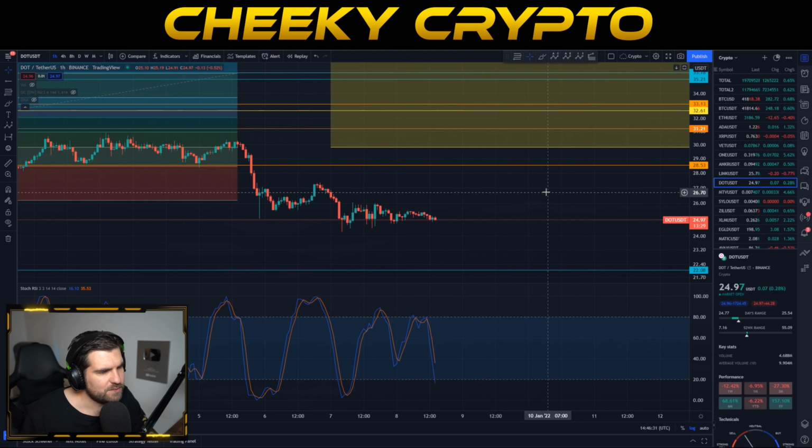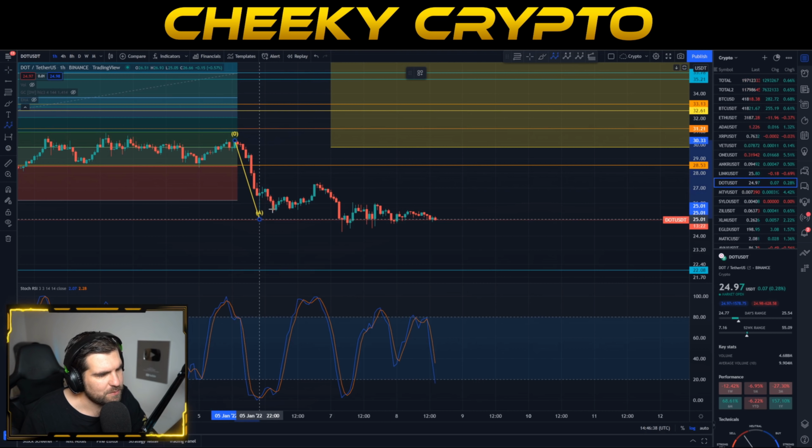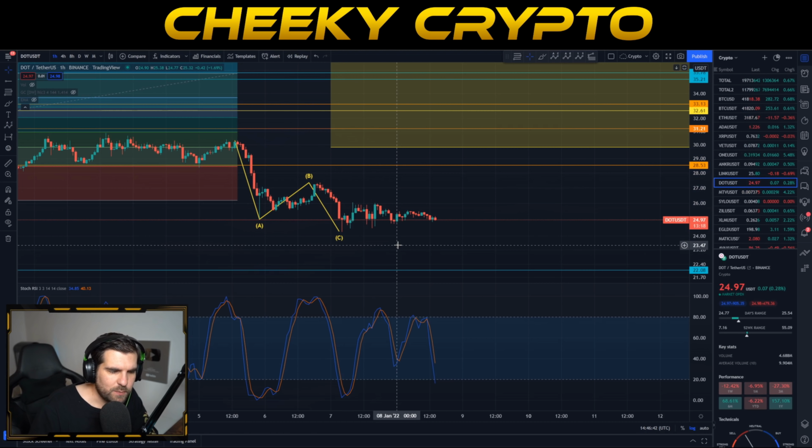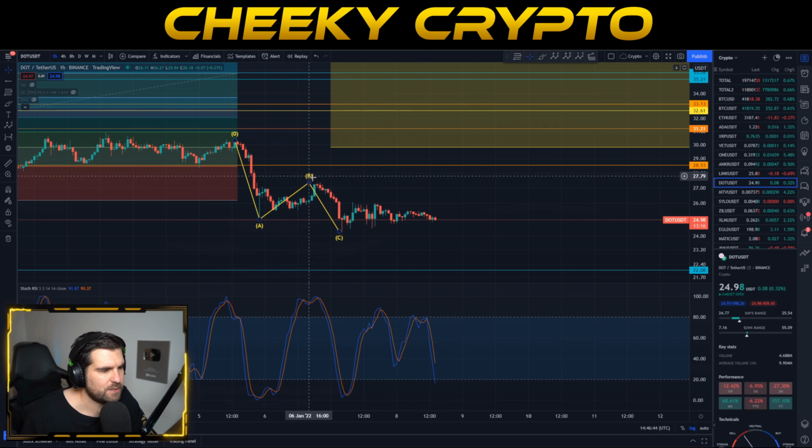Now, I'm just going to zoom in and focus in on this point here. And we can, of course, acknowledge that this is an ABC move. Okay, so we have our A, B, and C move here. Now, this is an incredibly shallow C wave, and I really want to highlight that to start with.